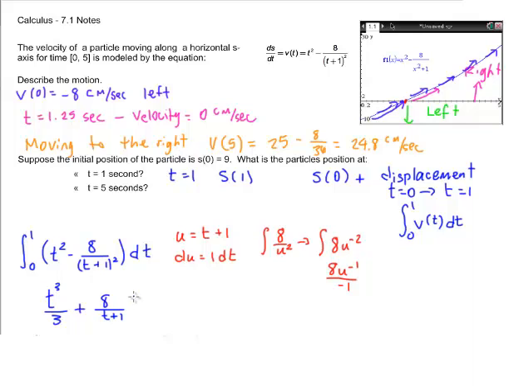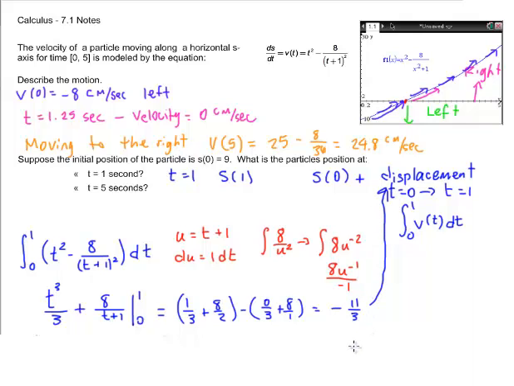And so we're evaluating this integral from 0 to 1. And when you evaluate this integral from 0 to 1, you're going to end up with a stop minus a start. So that's going to be 1 cubed over 3 plus 8 over 2, there's my stop, minus my start, which is going to be 0 cubed over 3 plus 8 over 1. Okay? Which is going to end up giving us a fraction of negative 11/3. So this is my displacement.